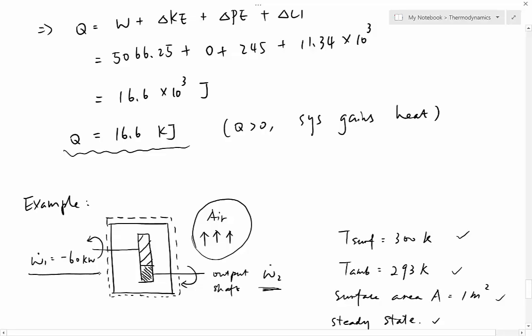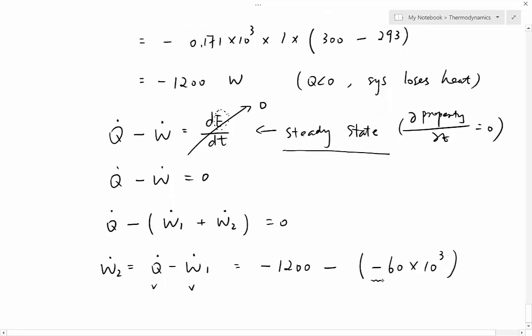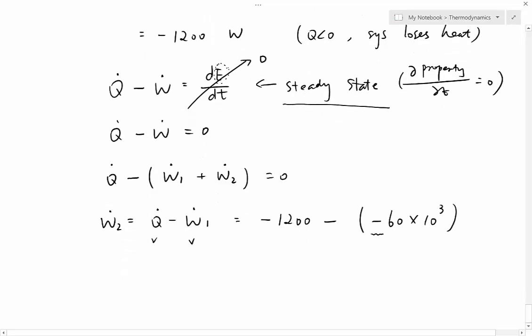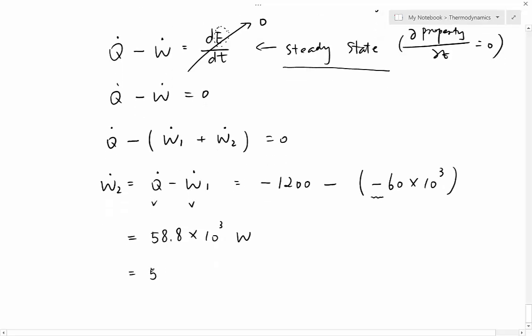So what you need to do is convert kilowatts to watts so that we have SI unit. Minus negative 60 kilowatts, so multiply by 10 to the third to convert kilowatts to watts. And don't forget the negative sign here. All right, so now our solution is 58.8 times 10 to the third. SI unit for power is watts. And the last one, 58.8 kilowatts. Convert watts to kilowatts. So this is our solution.